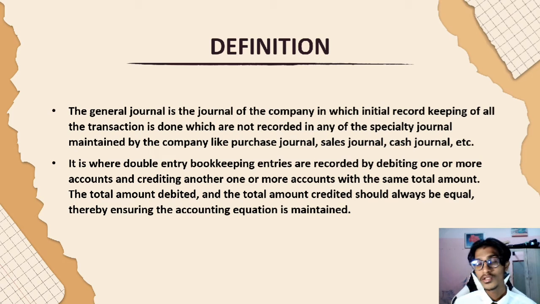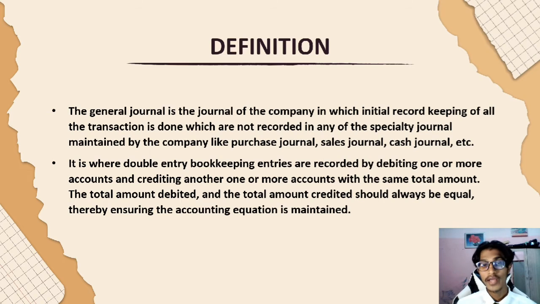Now I will continue with my part of the presentation, which is General Journal. First of all, what is the definition of General Journal? The definition of General Journal is the journal of the company in which initial record keeping of all the transactions is done which are not recorded in any of the specialty journals maintained by the company, like purchase journal, sales journal, cash journal, return outward journal, and return inward journal.